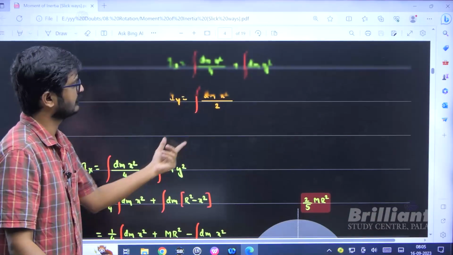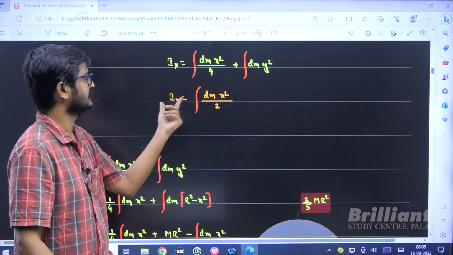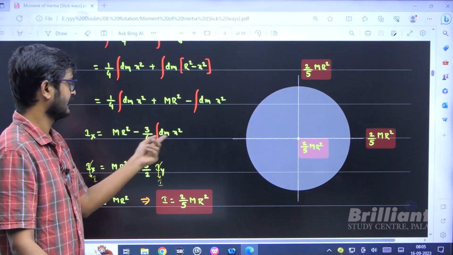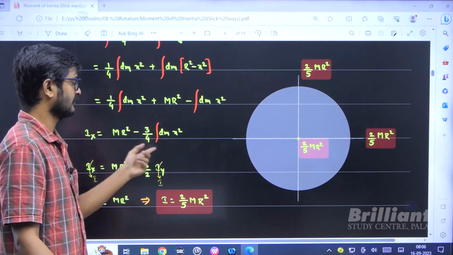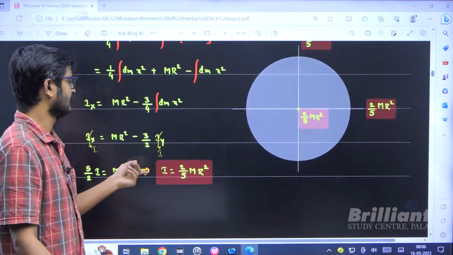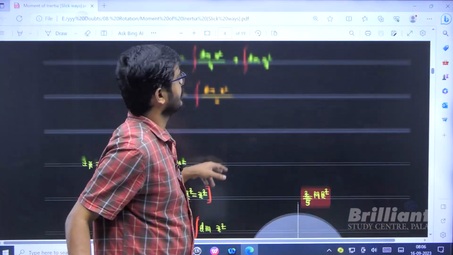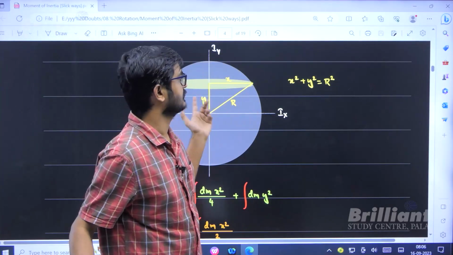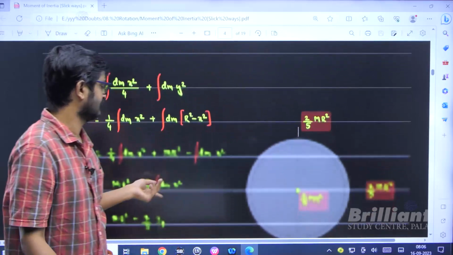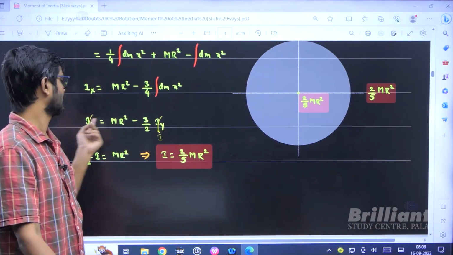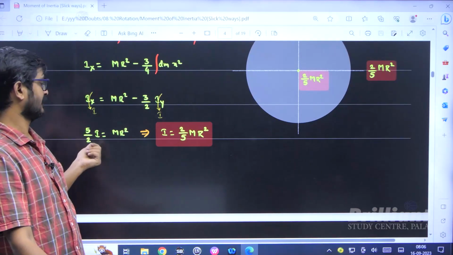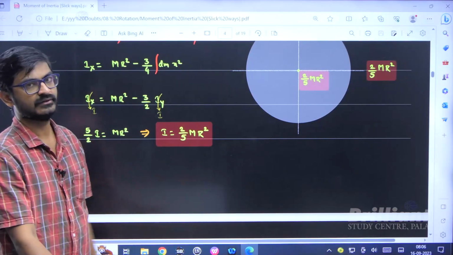Now look at this one carefully, we have got it already here. This integral dm x square by 2 is Iy. So integral dm x square by 2 is Iy, so this will turn out to be minus 3 by 2 times Iy. But you know, when you integrate, the moment of inertia about the x axis and y axis has to be the same because it is a symmetrical thing, right? So these two moments of inertia will be the same. I am calling it I. So when I bring it to this side, it will turn out to be 5 by 2 I. So I equals 2 by 5 mr square.